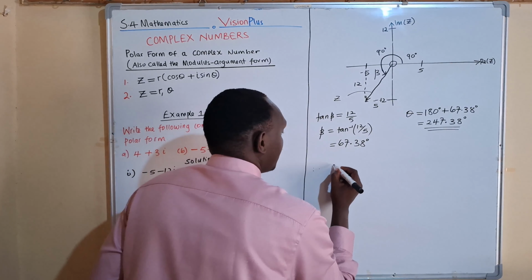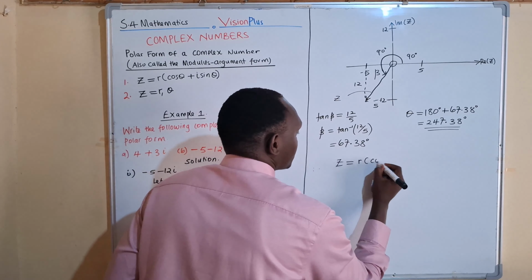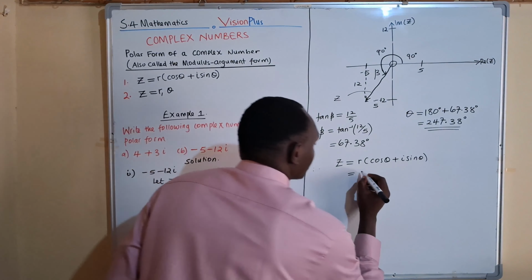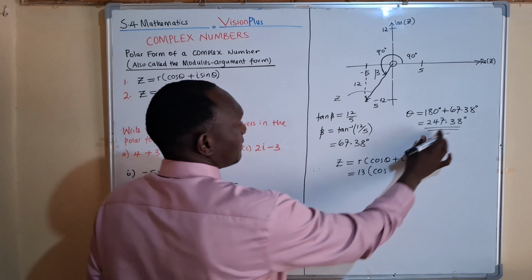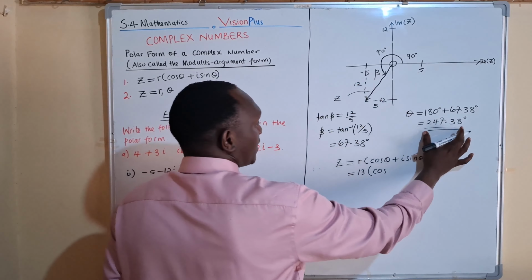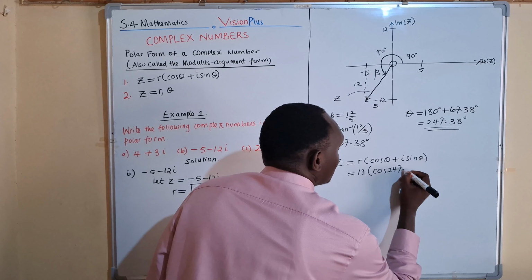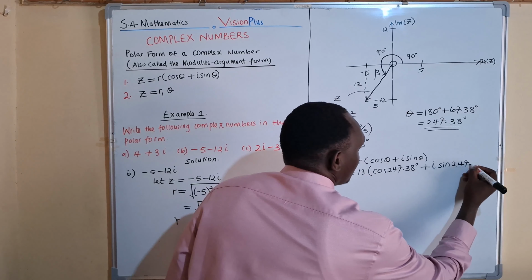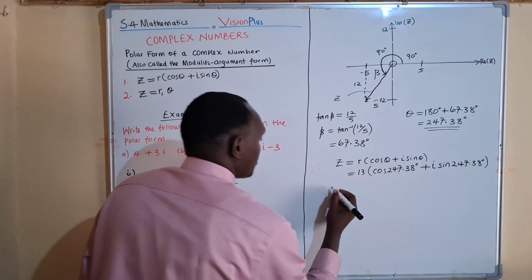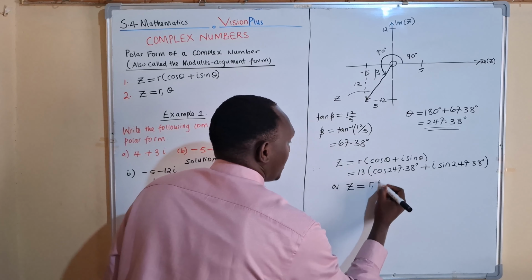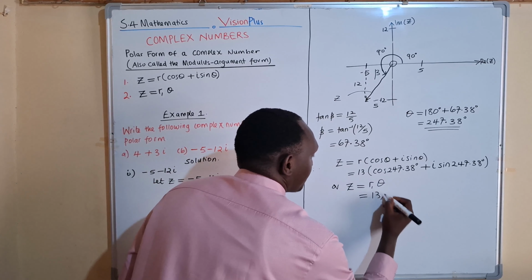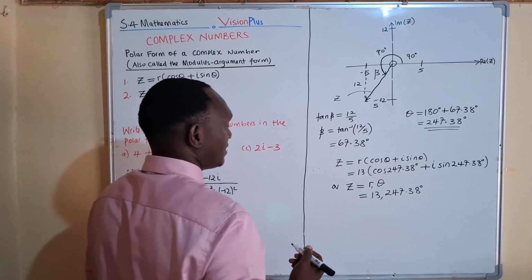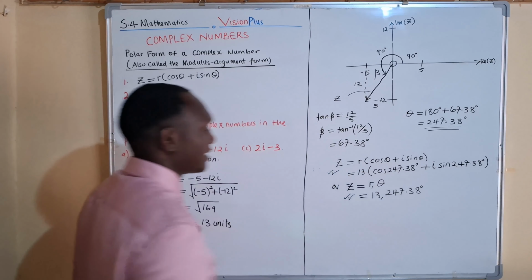So now therefore, because we know that it is given by r cosine of theta plus i sine of theta, then we close the bracket. Then now we substitute what is r. Our r was 13. So here we shall have 13 into cosine of the angle theta. We use the argument, which is 247.38 degrees, plus, don't forget i, sine of the same angle, 247.38 degrees. Or somebody could just say z equals r comma theta, then now they have 13 comma, what is the angle, which is the argument, 247.38 degrees. These two answers are the same. The two answers are going to work.